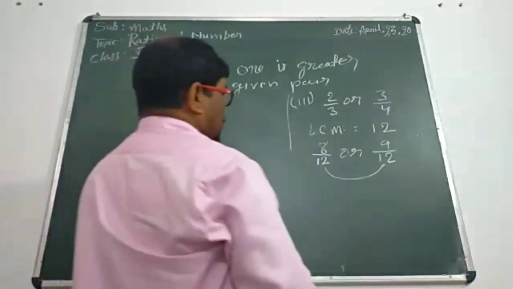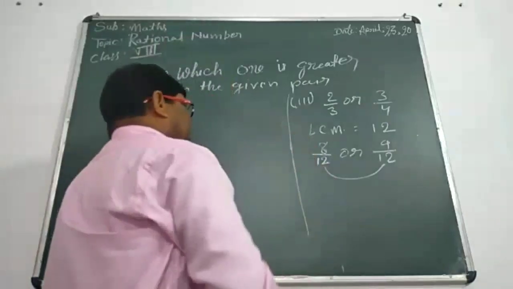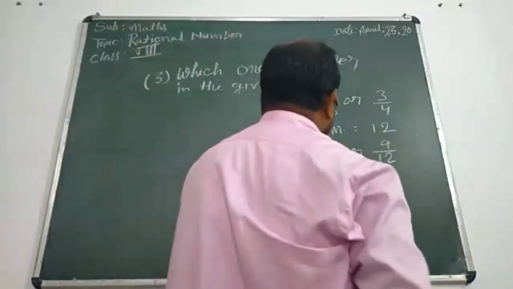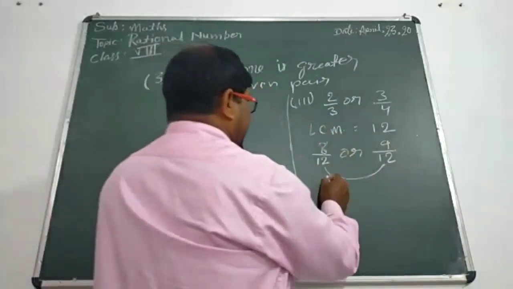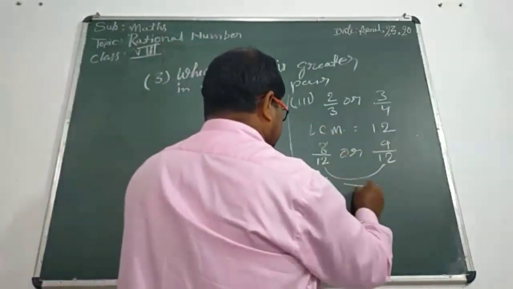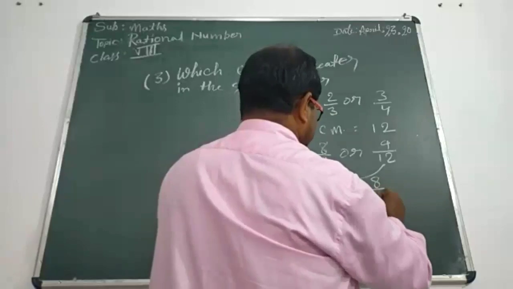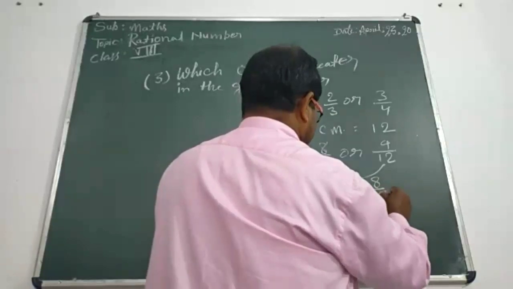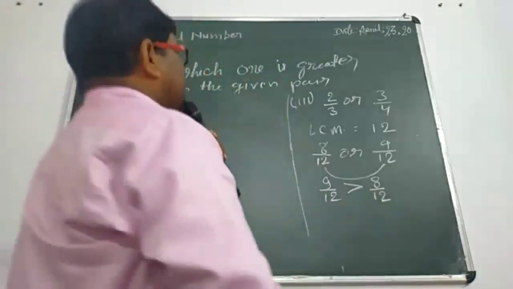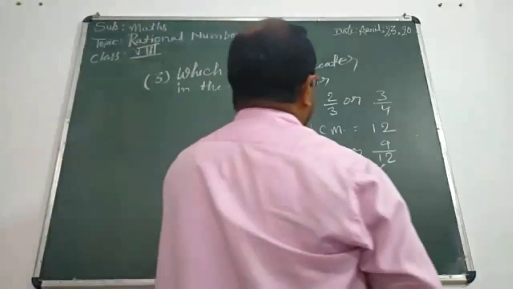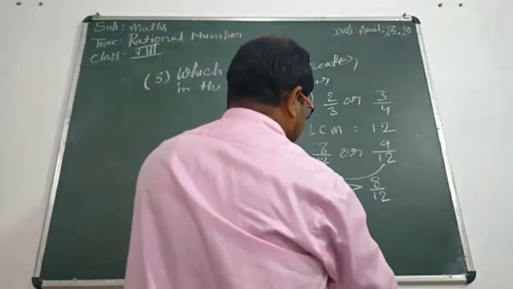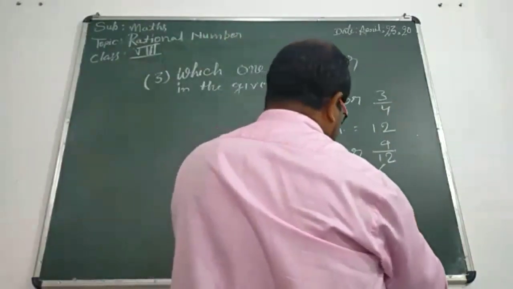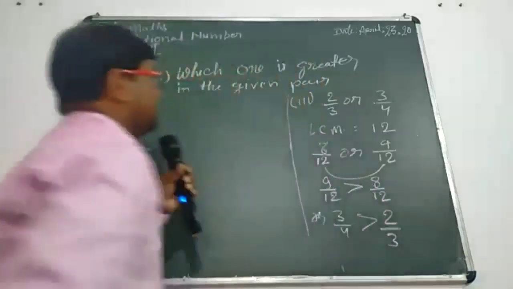So we should compare them according to their numerator. 9 is larger than 8. Now we can say 9 upon 12 is larger than 8 upon 12. But 9 upon 12 came here instead of 3 upon 4. So we can say 3 upon 4 is larger than 2 upon 3.